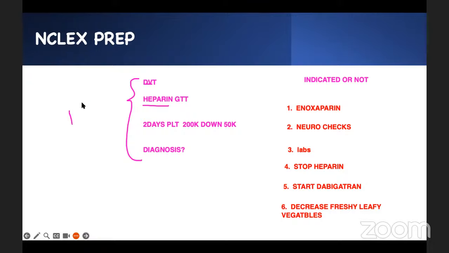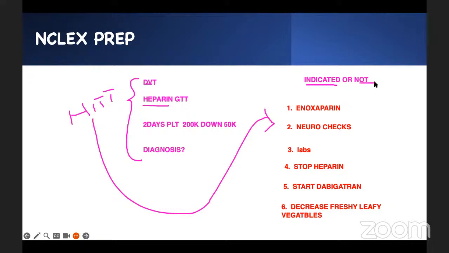So this is heparin-induced thrombocytopenia. If you know this, then what is your management? Which one is indicated or not? It's a heparin problem. We've got to stop the heparin. Of course, we're going to check some labs. And enoxaparin is also heparin. You don't need it, right? So this is wrong.